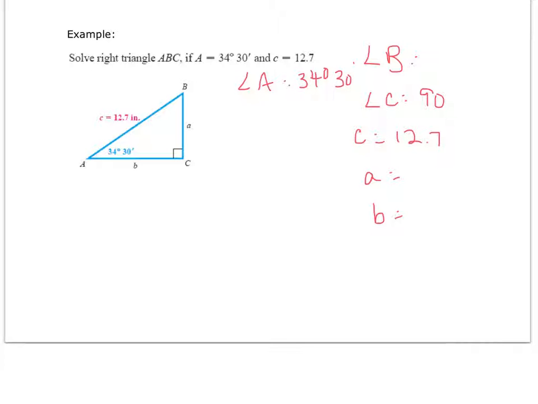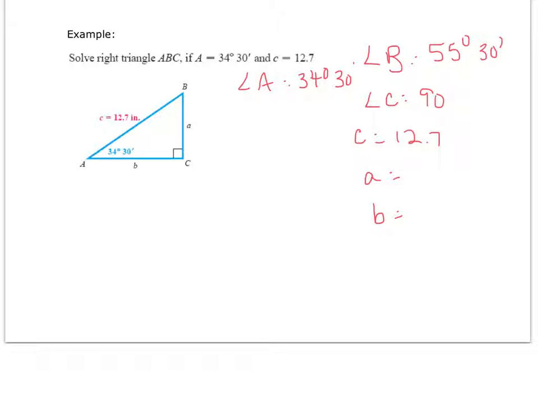So if we look at that, 30 minutes is 0.5 degrees. So we can use your calculator and come up with 90 minus 34.5. If I punch in 90 minus 34.5, we get 55.5. So angle B is 55 degrees and 30 minutes. Okay? Now, let's think about that.